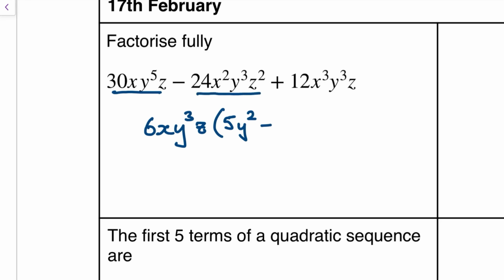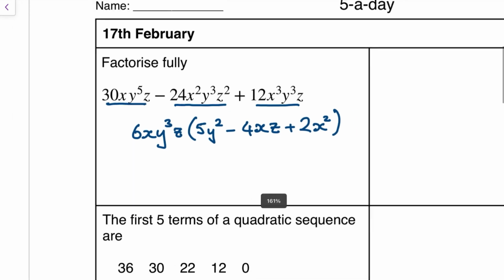So 24x squared y cubed z squared, or 24 times 4 is 6, x squared, I need another x. Y cubed is already y cubed, and z means I need another z to make it z squared. And then similar for the last one, I'm going to multiply by 2 to give me 12, x squared to get me up to x cubed, y cubed is already y cubed, and z is already z. And that is the answer to my first question. Nice opening question today. Next question.